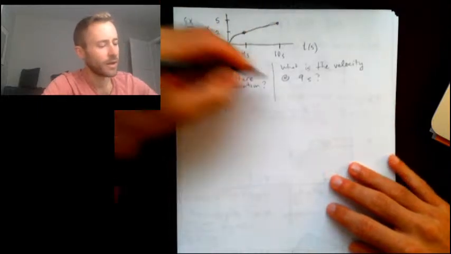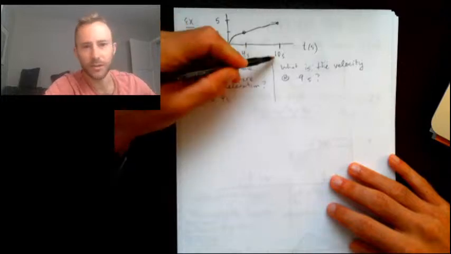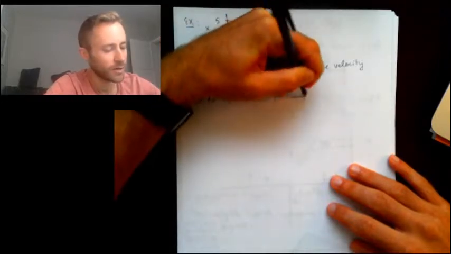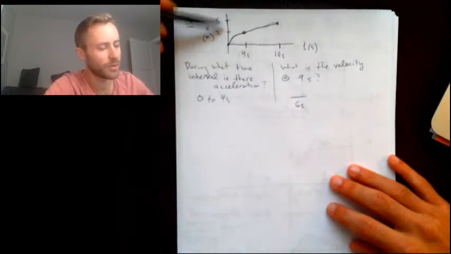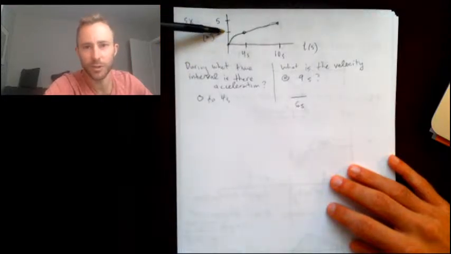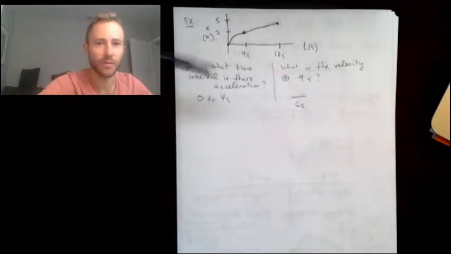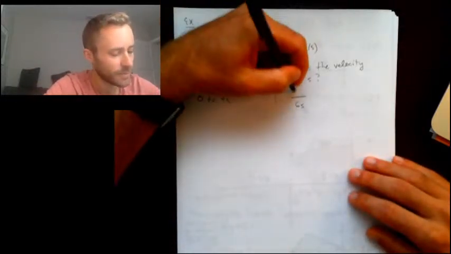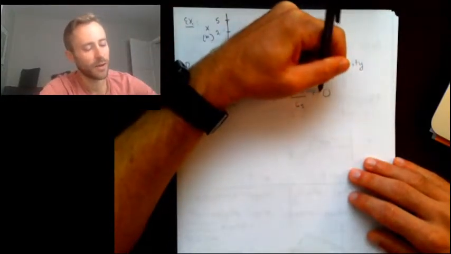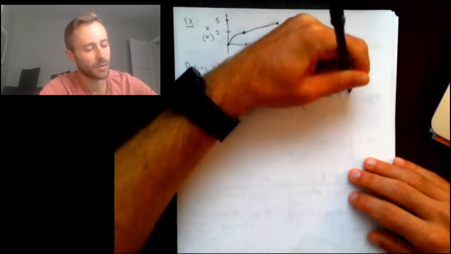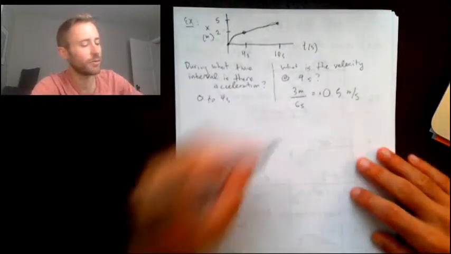And I can see that that line segment extends from 4 seconds to 10 seconds. So that's a run of 6 seconds. And I can see that the displacement, the position goes from 2 to 5. So that is a rise of 3 meters. So that's going to give me a velocity of 0.5 meters per second. All right, so that's an example of a position time graph.